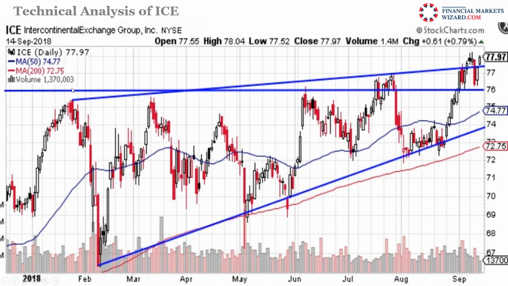ICE, the ICE is again also on my list. It broke the resistance and is sitting here. So if it starts moving up, I'll go long on ICE because it broke the resistance. You see, it gapped up and it's just sitting here. So any up move, I'll go long.